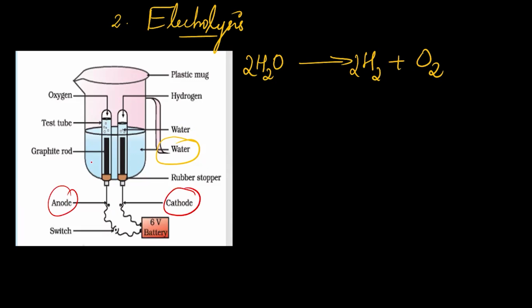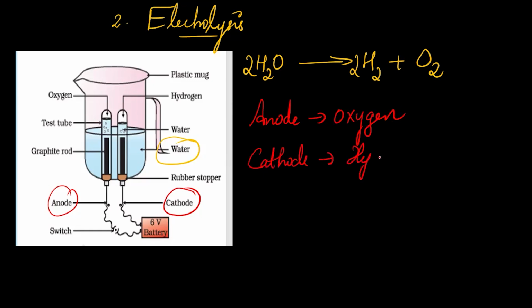And what is the product that is formed at the anode? Yes, it is oxygen. At the anode, oxygen is formed, so you have to study that. And at the cathode, it is hydrogen. So you must first know which gas will be evolved at which electrode. Understood?